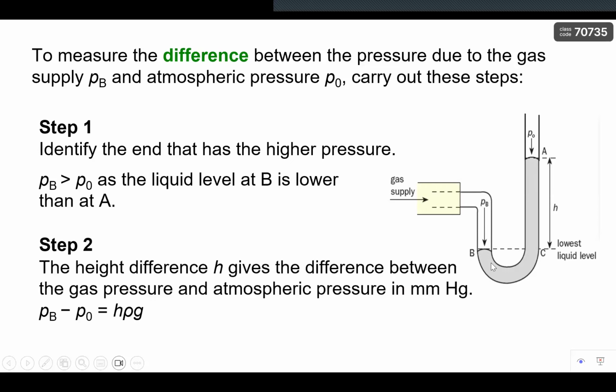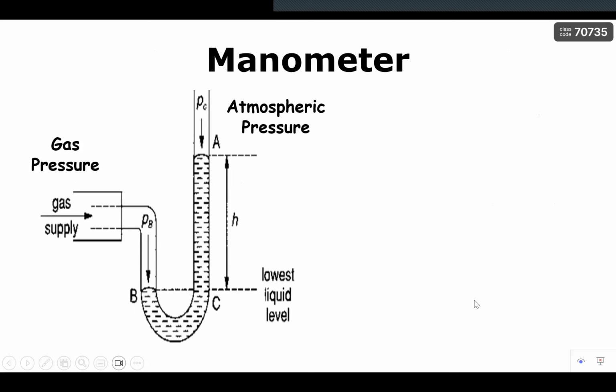So we know that the pressure at B will be equal to the pressure at C. The pressure at B is caused by the gas. So the gas pressure over here will be equivalent to the pressure at C, which is everything on top of it, which is atmospheric pressure plus the pressure caused by this column of liquid, this h cm of liquid. That will be the pressure at C, which will also be equivalent to the gas pressure at B. Okay, so let's take a look at more examples.